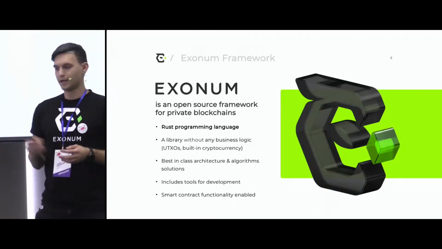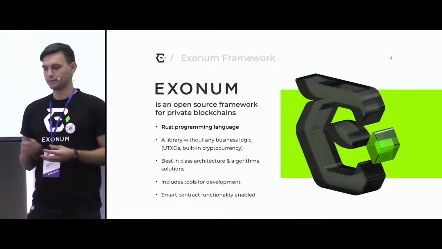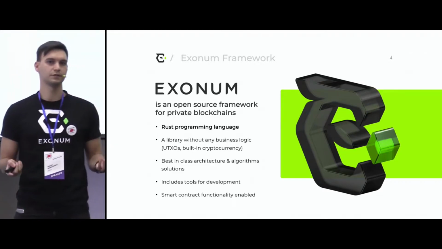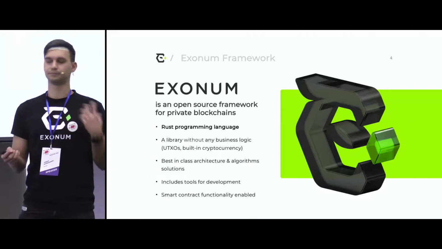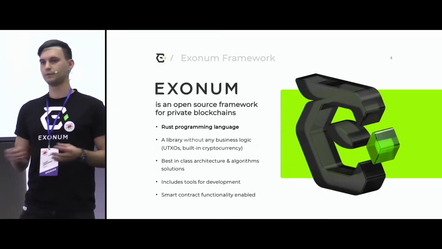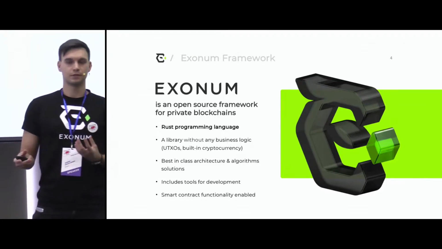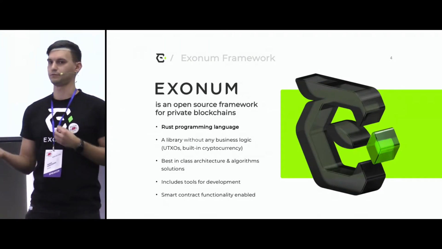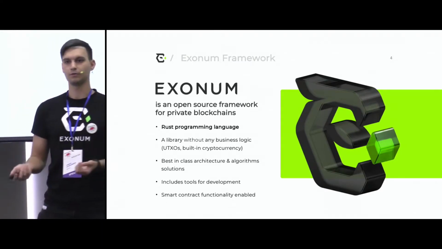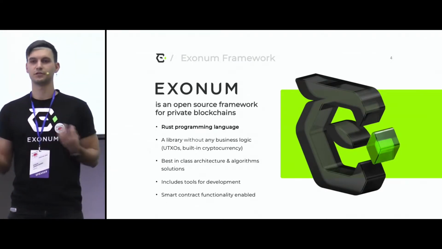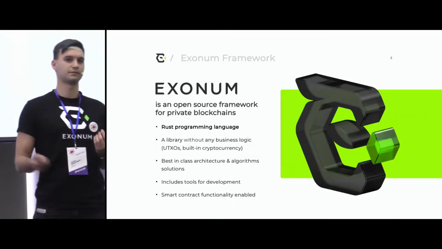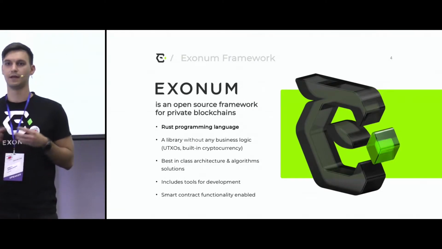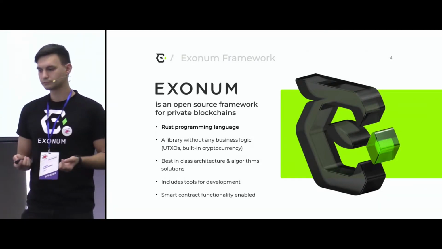So Exonum is an open source framework for private blockchains. What are private blockchains? Usually it's a blockchain that can be used between some organizations. Usually these organizations have a shared business process and they also want to share data. These organizations usually don't trust each other, but they need to exchange data. So in these cases, a private blockchain can be useful.